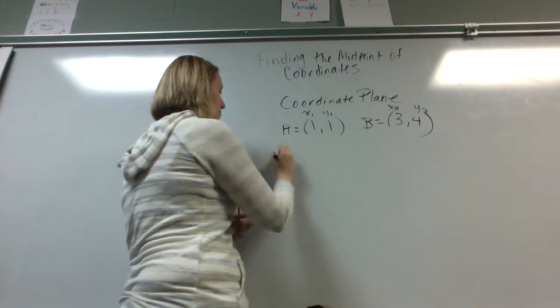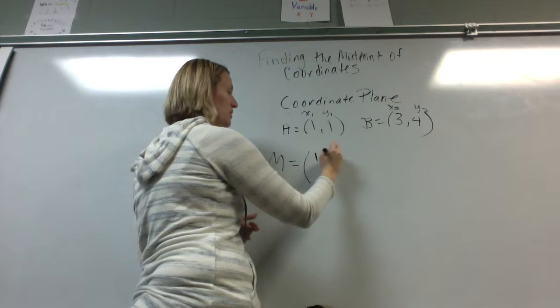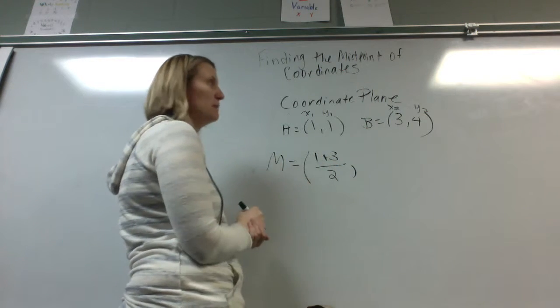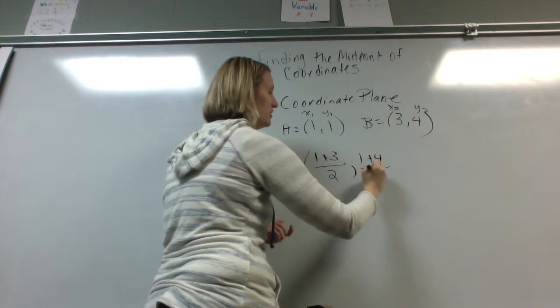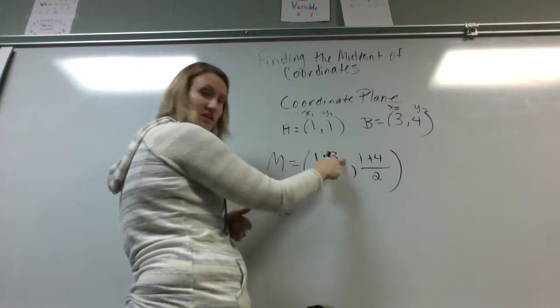So now the midpoint is simply the average. Add my two x's, so 1 plus 3, divided by 2. And the y value of my midpoint is going to be averaging my y's. So 1 plus 4 divided by 2. 1 plus 3 is 4.